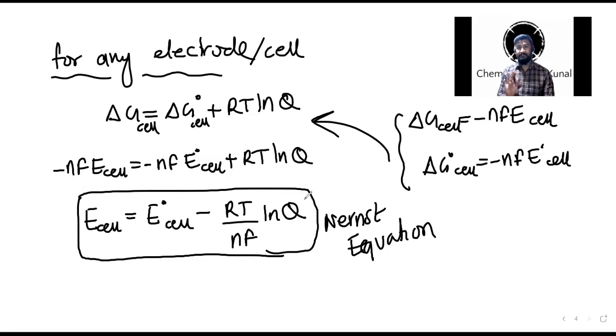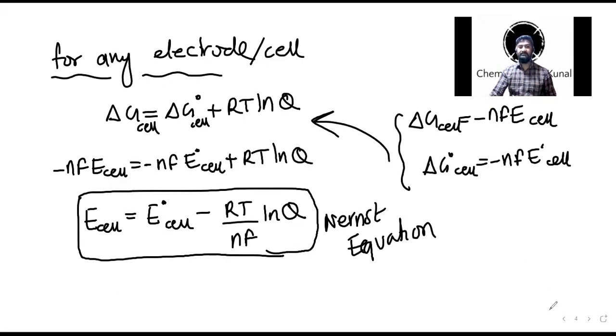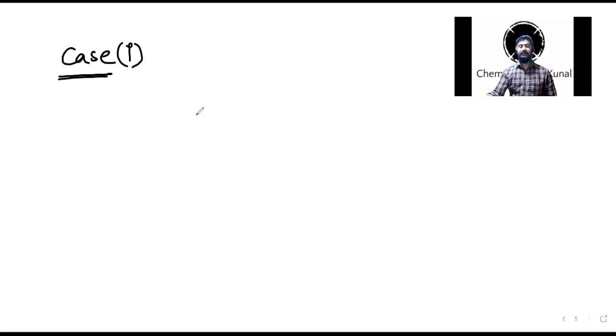Now let's look at some cases of the Nernst equation. Case number 1. For this Nernst equation we can have a variety of cases, right? You can use this equation also, so any of these can be used. Let's try to understand the thermodynamics here, and how it can be.